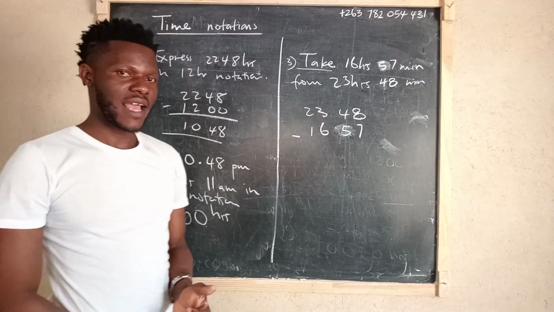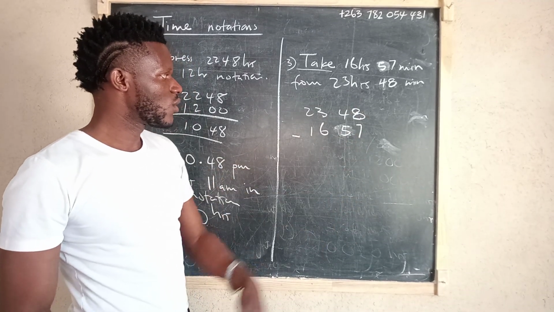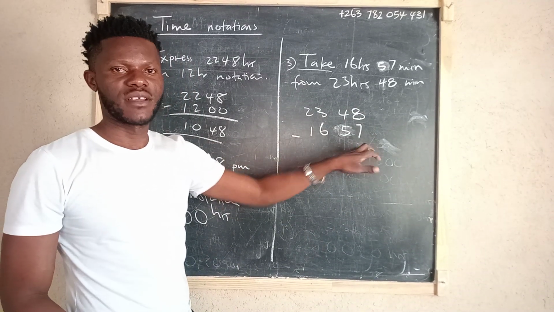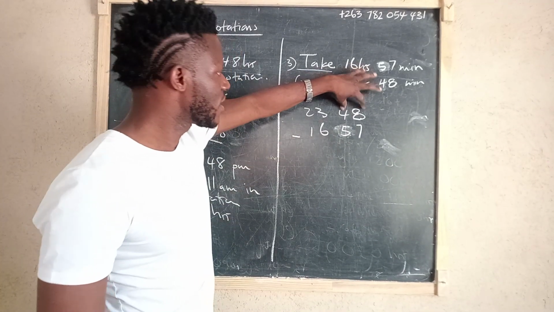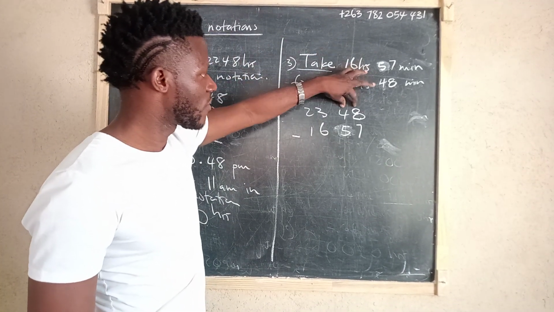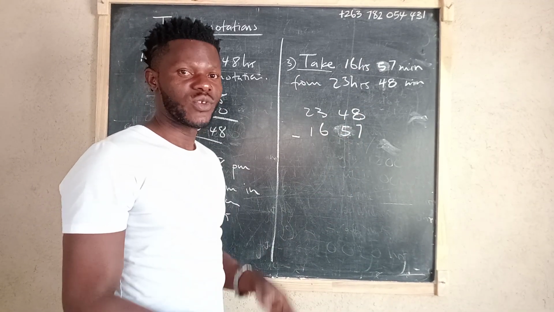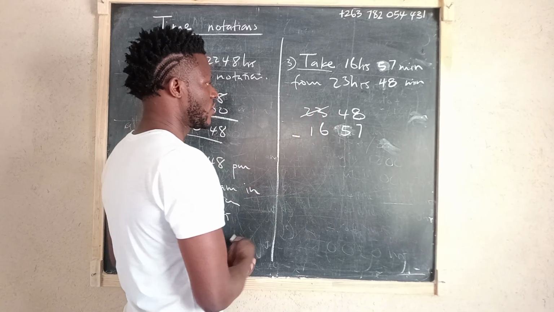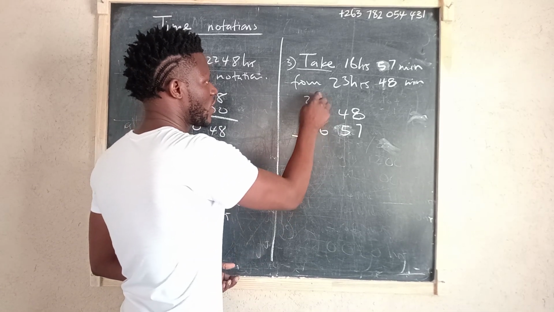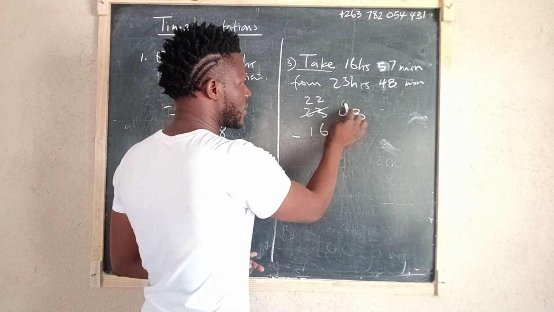When you are subtracting time, look at the minutes, both minutes. Do not go direct, that is 8 minus 7. Compare the minutes at once. Is it possible to take 57 minutes from 48? 48 cannot subtract 57. So in such a case, you borrow 1 hour here. You subtract 1 hour, so you get 22. And that 1 hour is converted to minutes. That's 60.